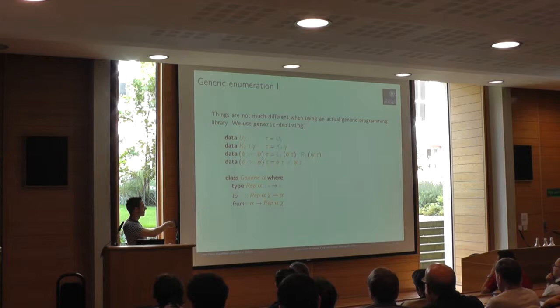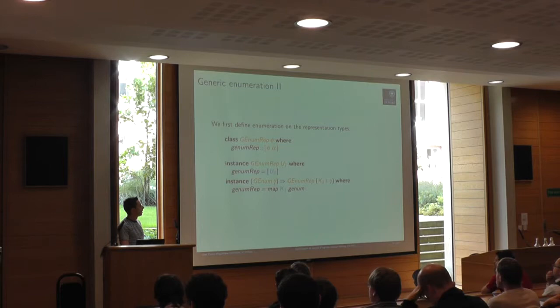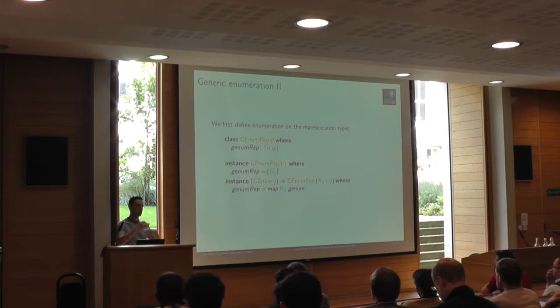First, we need enumeration on these representation types. Well, this is going to look very much like what we just did before, only that we use the type class for this. But basically, this is the case for units. The case for constants, we would call another class. So we basically have two classes, one for the representation, one for the base types. So this is indirect recursion in a way.